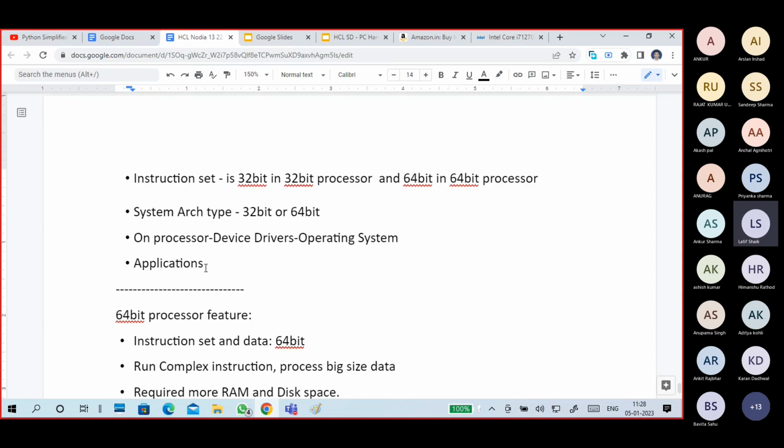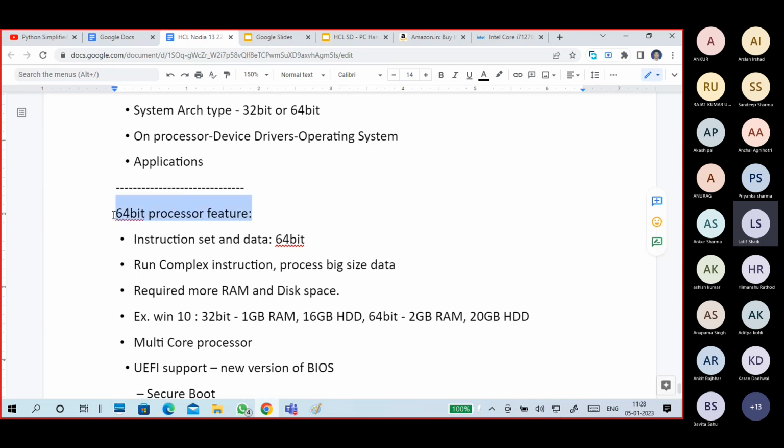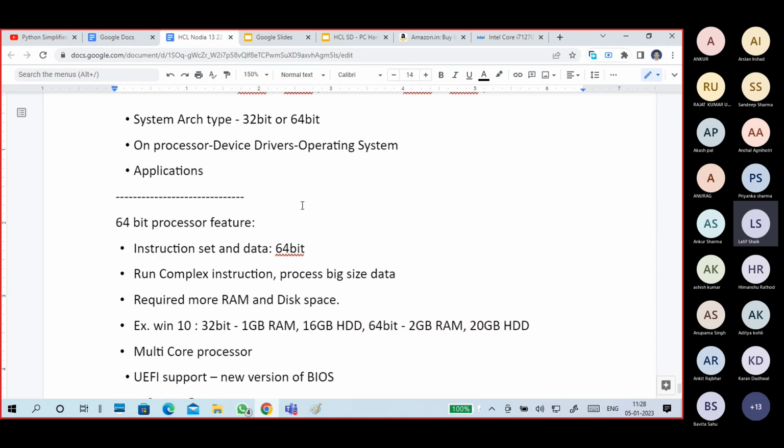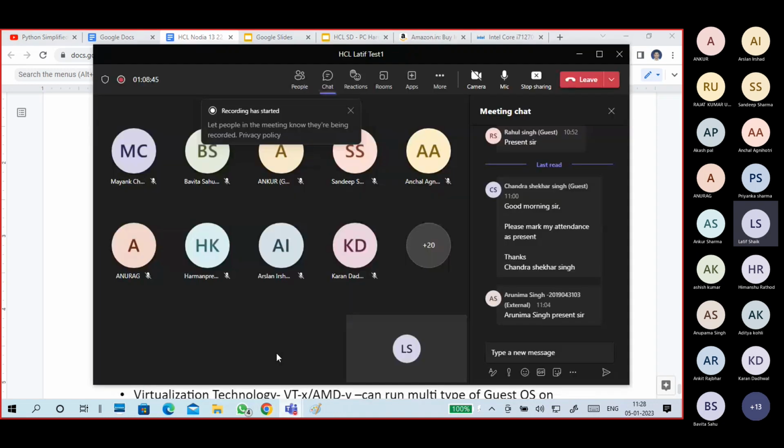Okay. Next one, guys. If you are using a 64, why has 64 become more popular nowadays? And if you are using a 64, are you able to hear?